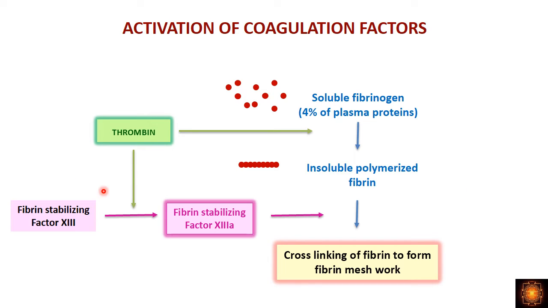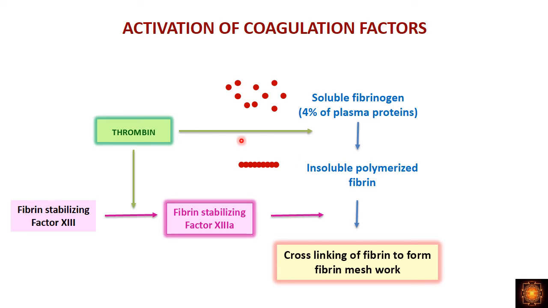Now, once the thrombin is formed, this thrombin will act on the soluble fibrinogen. This fibrinogen forms 4% of the plasma protein, but this form is soluble, so it doesn't help in the formation of the clot. The thrombin acts on the soluble fibrinogen and converts it into insoluble polymerized fibrin.